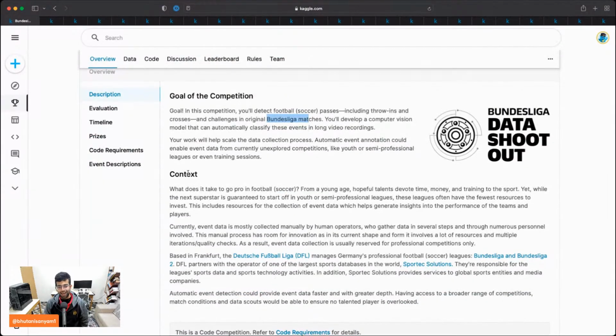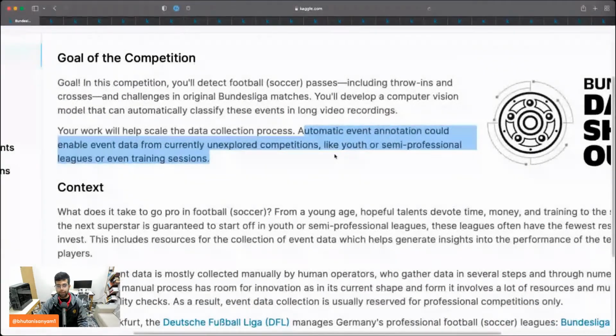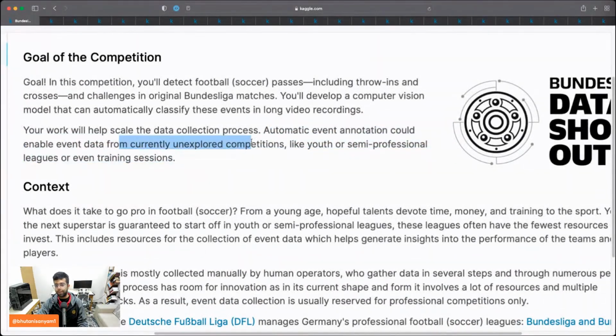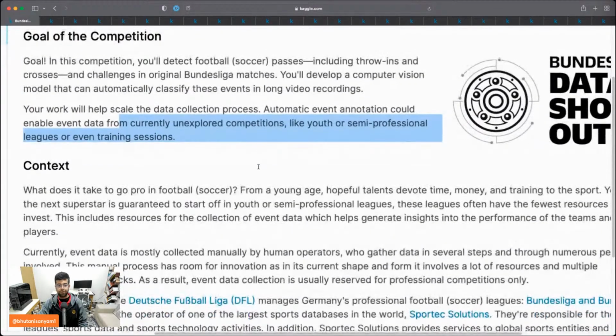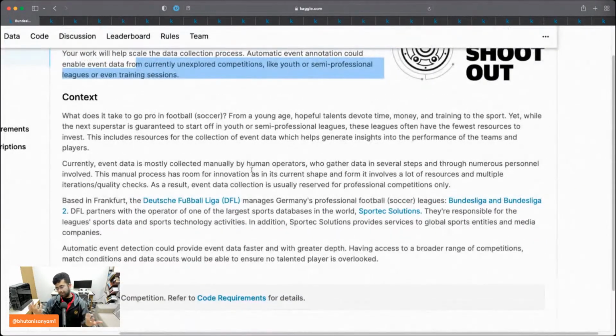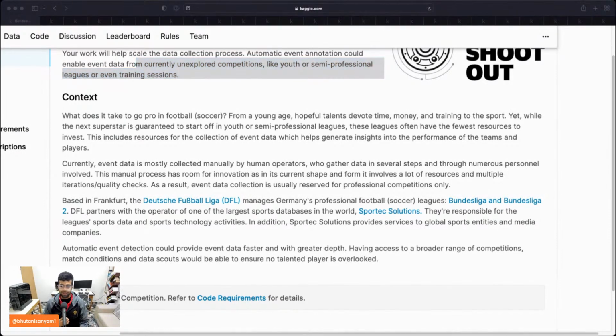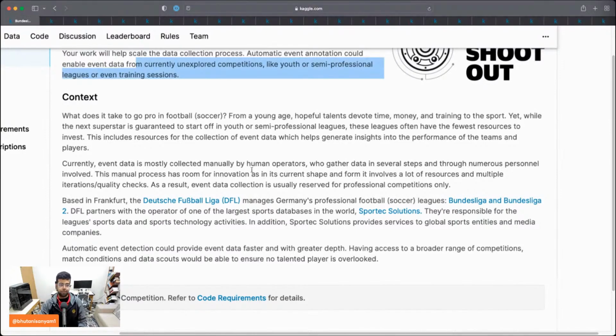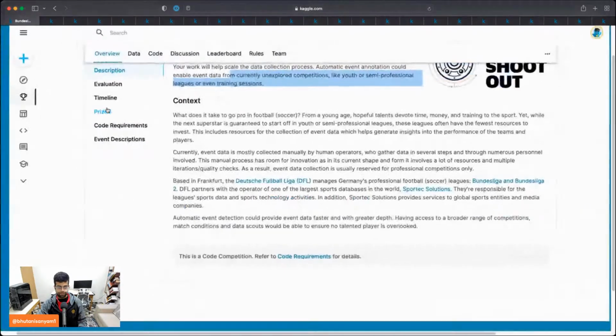Anyways, I digress. So your work will help scale the data collection process, and automatic event annotation could enable event data from currently unexplored competitions like youth or semi-professional leagues or even training sessions. As you can see, this becomes really crucial because you can easily record all the matches. But right now, the host mentioned that it's just manual labeling of data so far. So by doing this, you'll actually really help a sport at different levels.